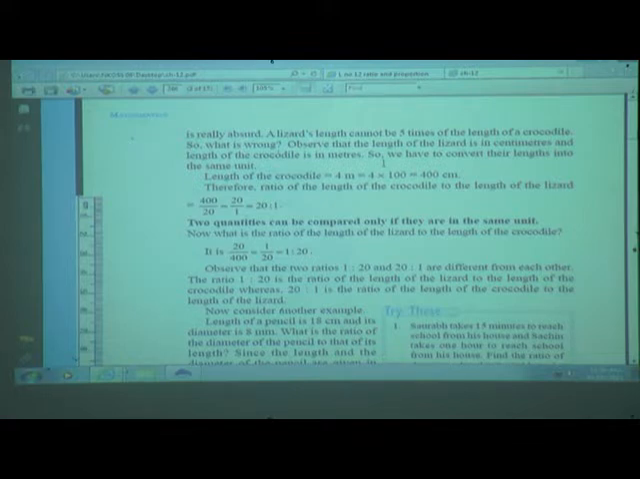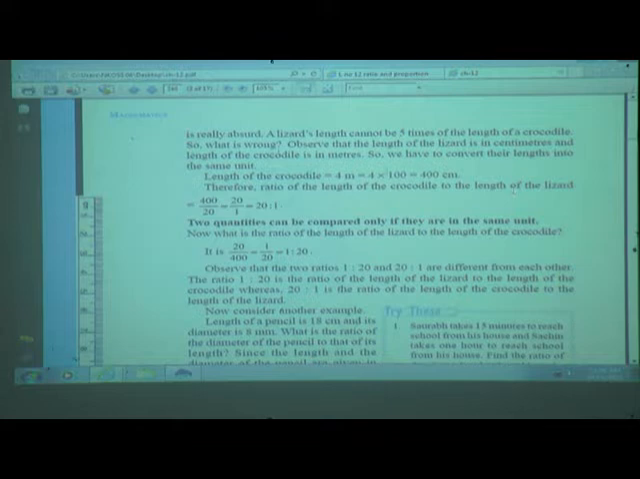So whose length is more? Of course it's the crocodile's. So we have to convert their lengths into the same units. To compare these two quantities, we first need to make the units the same. So in order to do that, we need to convert the units. The length of the crocodile is 4 meters. So we need to convert meters into centimeters.